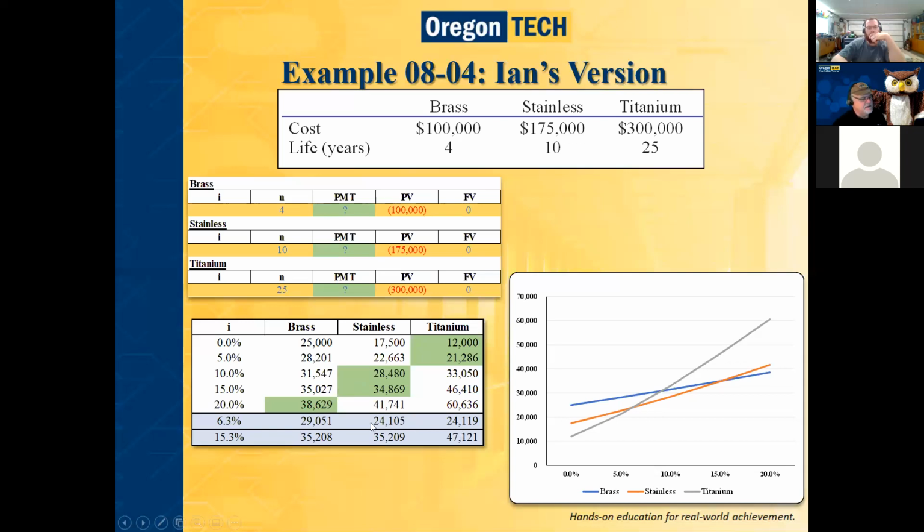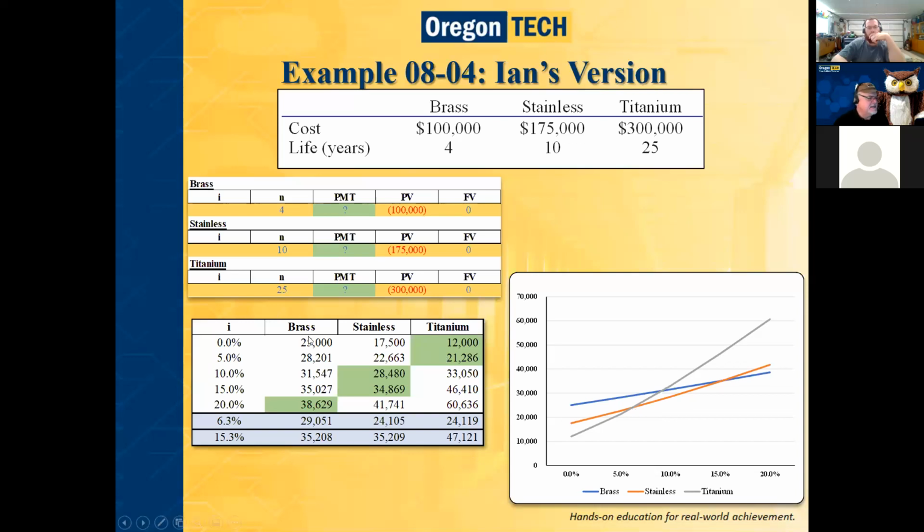And you notice in my little table, they're very close at 6.3% for stainless and titanium. My calculations are like 24,105 versus 24,19, so they're off by $14, from lazy input. If I used 0.06301111, I might get them exact. But essentially they take the most expensive minus the second most expensive, and that incremental amount gives you 6.3% as its internal rate of return. So you know the overlapping point between the two you subtracted.